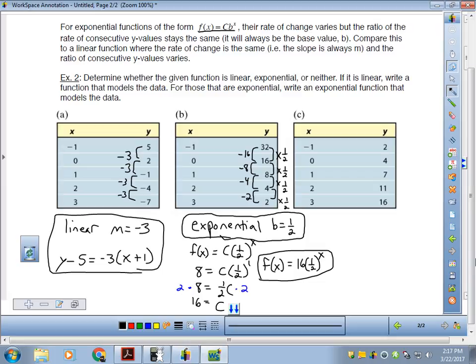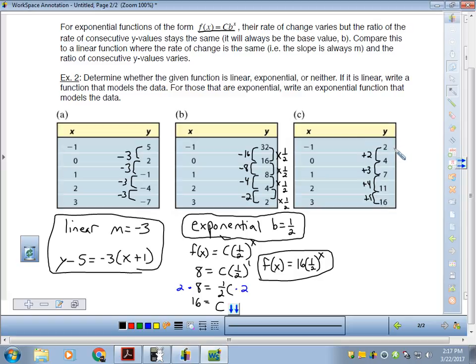So there's that one. Let's look at our final table of data here. Again, if you look at the x's, they go up by 1 each time, so that's fine. Look at our y's. Going from 2 to 4, that's adding 2. Going from 4 to 7, that's adding 3. 7 to 11, that's adding 4. 11 to 16, that's adding 5. Is it adding the same number every time? No. So it's not linear.